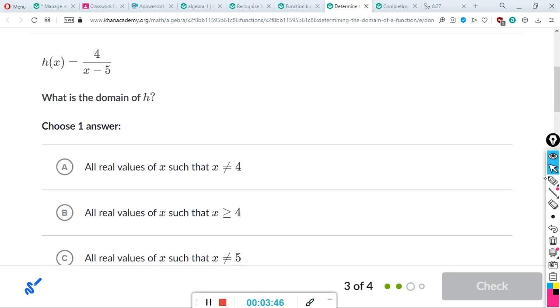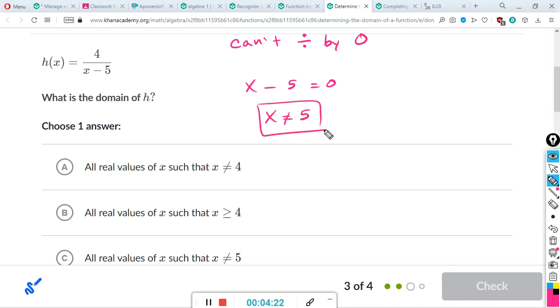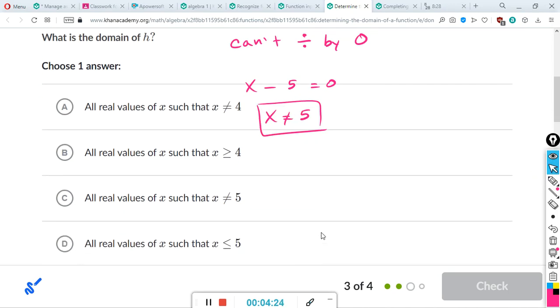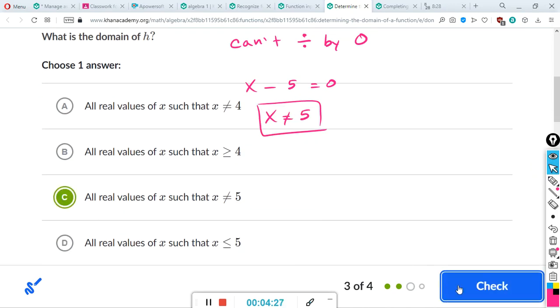All right, what is the domain of H? Remember from the first problem, you can't divide by 0. So as long as x minus 5 does not equal 0, you're okay. So what would make x minus 5 equal 0? Just 5, right? So x cannot equal 5, because that would make this 0. That's the only restriction. So you can see that's answer C. x cannot equal 5.